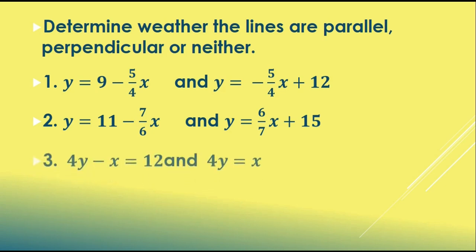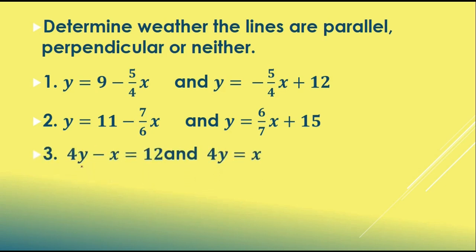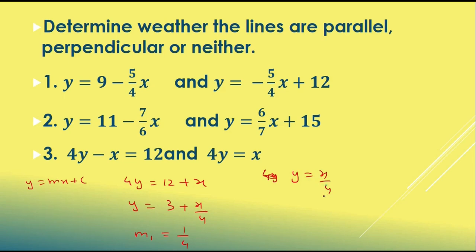Let's see the third example. Yes, 4y minus x is equal to 12. Write it in the form y is equal to mx plus c to understand the slope. That is 4y is equal to 12 plus x. y is equal to, divided by 4, 12 over 4 is 3 plus x over 4. So slope m1 is 1 over 4. What is slope 2 here? 4y is equal to x, so y is x over 4. m2 is also 1 over 4.